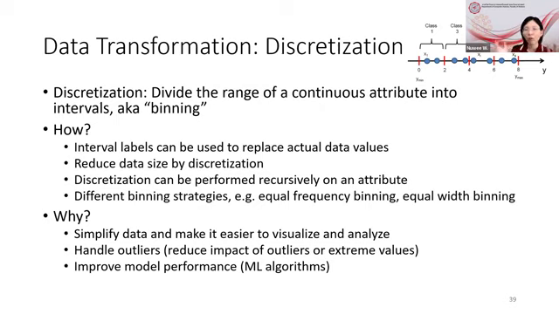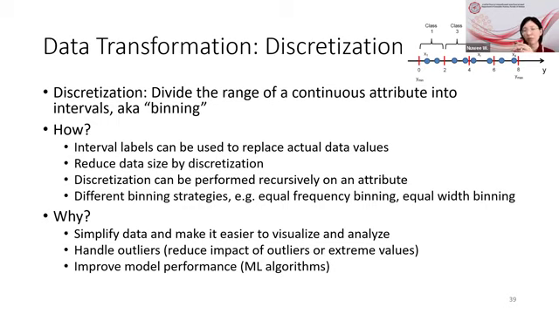So how do we do discretization? We need to have a label for each interval, and then you replace the actual data values with that label, or you may consider creating another column that represents the interval labels. One effect is that you can reduce the data size by using discretization.